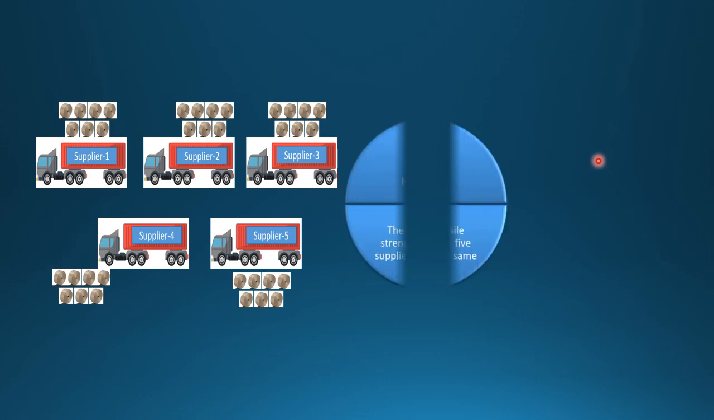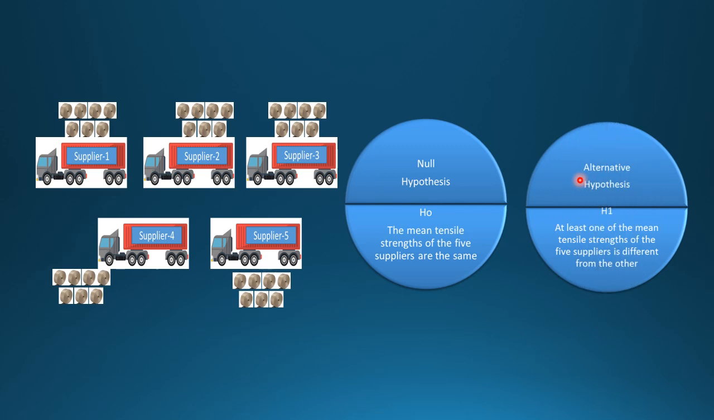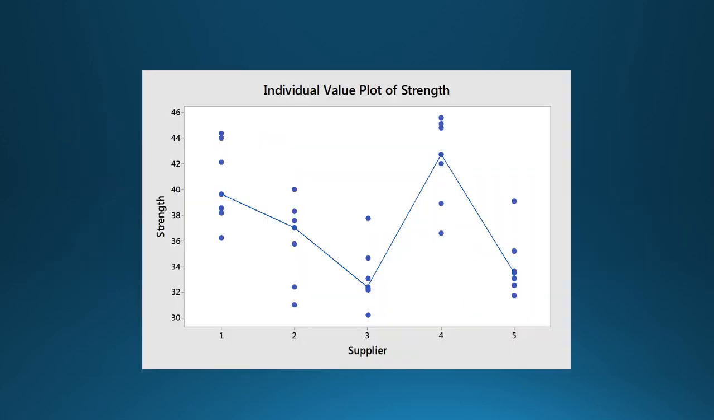The null hypothesis states that the mean tensile strength for each supplier is the same. The alternative hypothesis states that the mean tensile strength for at least one supplier is different from the others. We can use one-way ANOVA to test the hypothesis. ANOVA compares the different sources of variation to determine whether groups are significantly different.